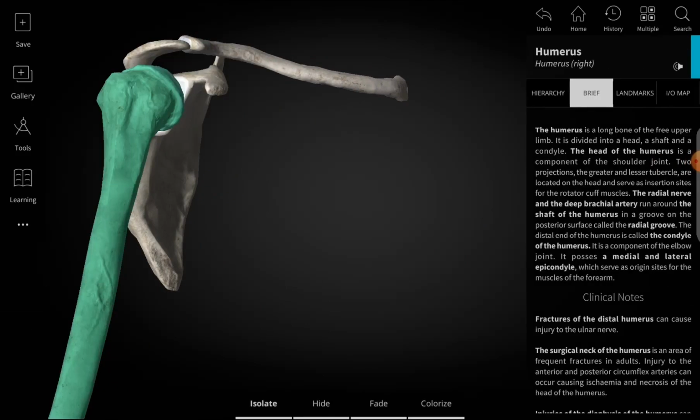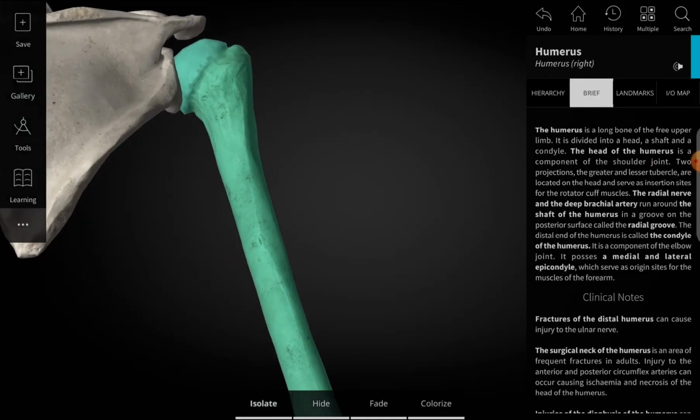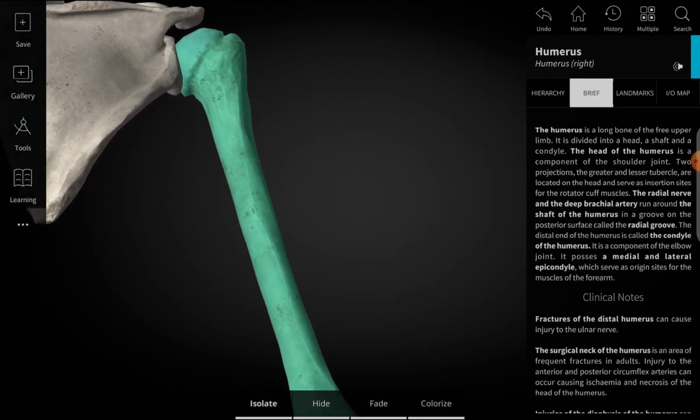As you can also see, this structure is found on the lateral surface of the shaft of the humerus, which the program does not indicate very well.